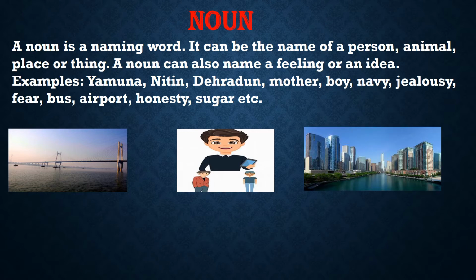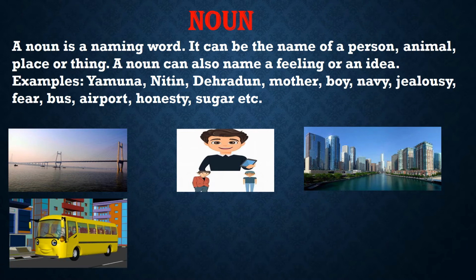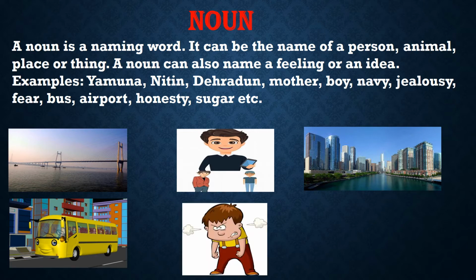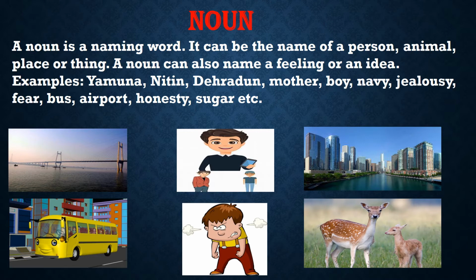Here you can see that there are many buildings, or you can call it a city also. So city is also a noun. Building is also a noun. If you call it Dehradun, then also it is a noun. Next you can see it is a bus. Bus is a noun. Here the boy, you can see, is looking very angry. So the feeling is of anger. So anger is also a noun. Here is an animal, that is a deer. And the fawn is also there, the child of that. So they both are also categorized as nouns.